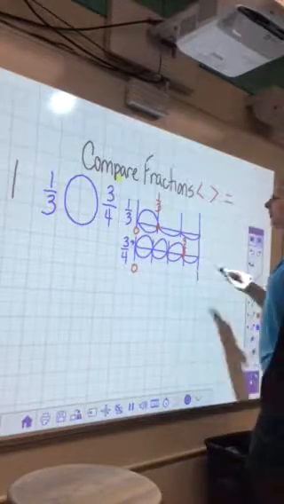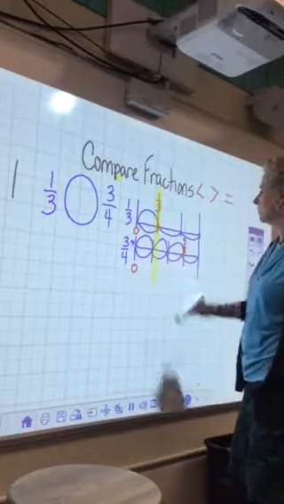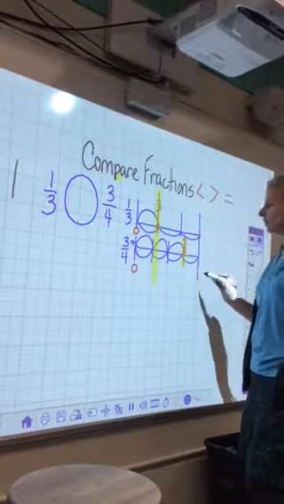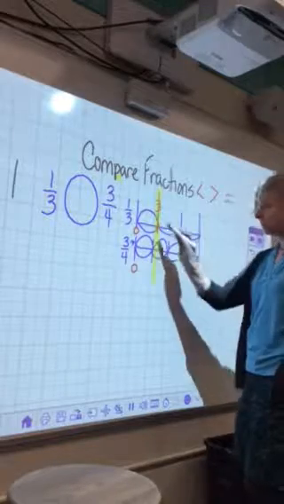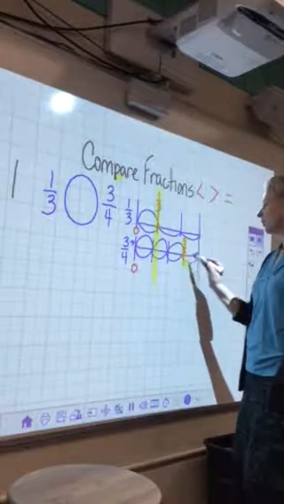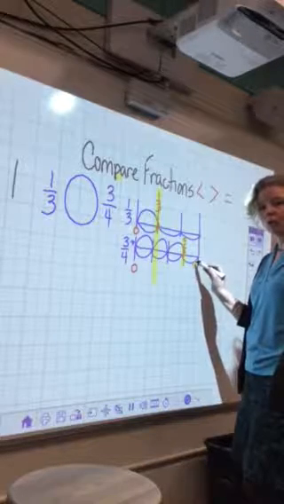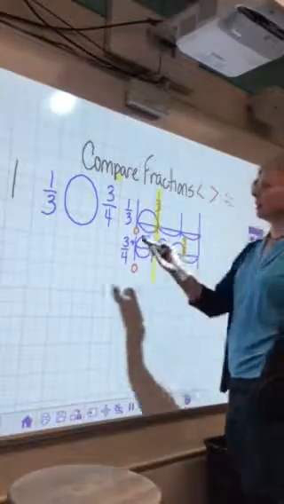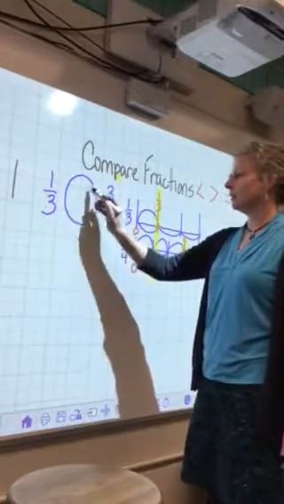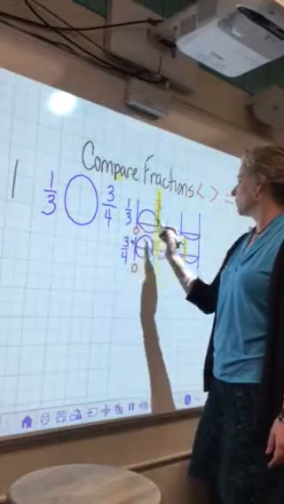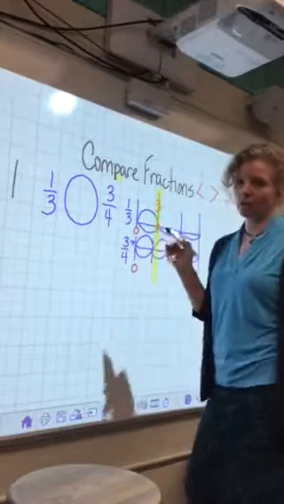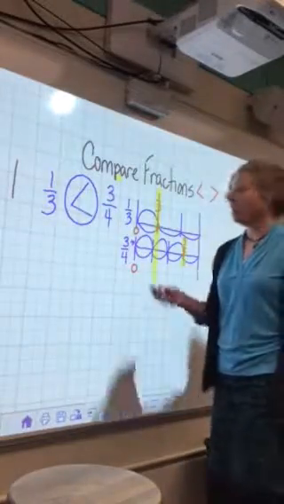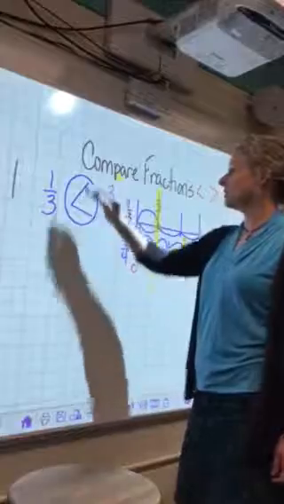If you want, go ahead, use your highlighter. You're like, okay, which of these, this or this, is closer to the 1? Is this one closer or this one? 3/4 is closer to 1 whole. So that means 3/4 is greater, which means I have to say it correctly. 1/3 is less than 3/4, greater than 3/4, or equal to. It is less than.